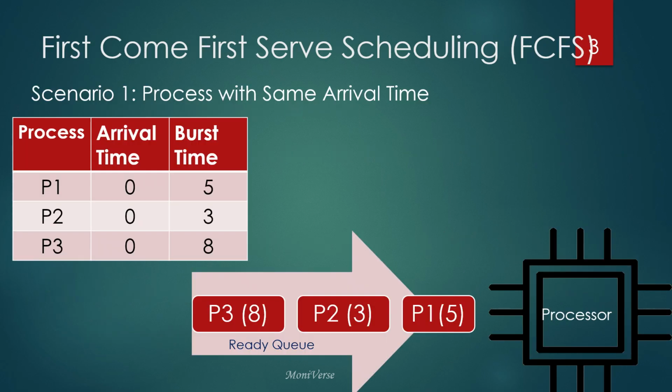Let us consider the processes as per this table, with the same arrival time of 0. Initially there are three processes arriving, P1, P2 and P3, with burst times 5, 3 and 8 respectively. I have shown you the ready queue over here. The ready queue has the processes P1, P2, P3 in the order they have arrived, and all have arrived at the same time. Now we can see how it is being executed.